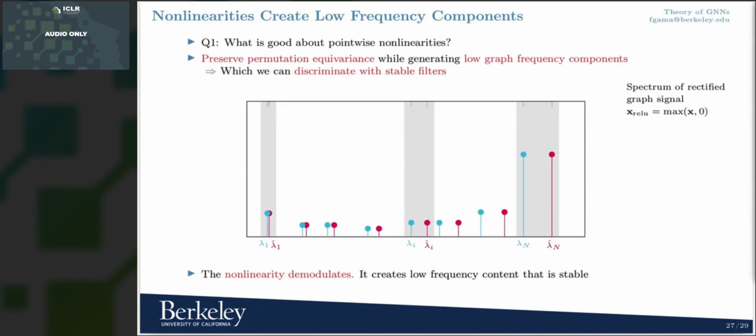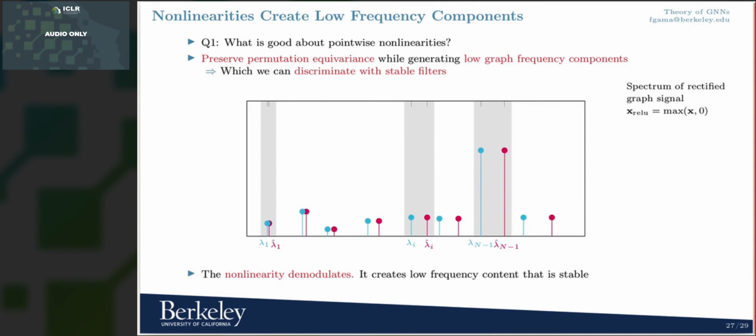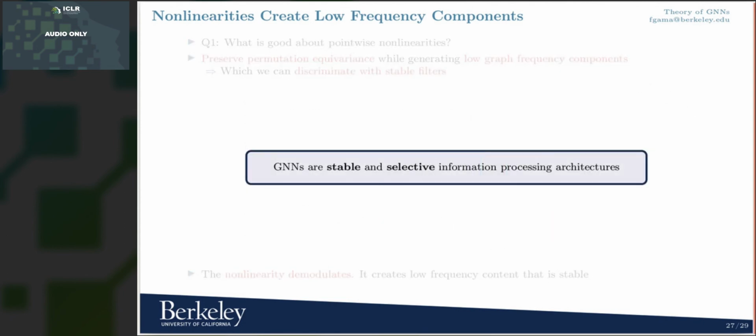The good thing about pointwise nonlinearities is that they preserve permutation equivariance while generating low graph frequency components, which we can discriminate with stable filters. Here we see that when we apply a ReLU nonlinearity to the sole eigenvalue that we had before, now we have low eigenvalue frequency content. And this low eigenvalue frequency content is different from the one generated by the signal on the other eigenvalue. So now that we have low eigenvalue content, we can design stable filters that will be able to separate them, because low eigenvalues do not change much when the graph changes. So in summary, the nonlinearity demodulates. It creates low frequency content that is stable. Therefore, GNNs are stable and selective information processing architectures, whereas linear graph filters are not.